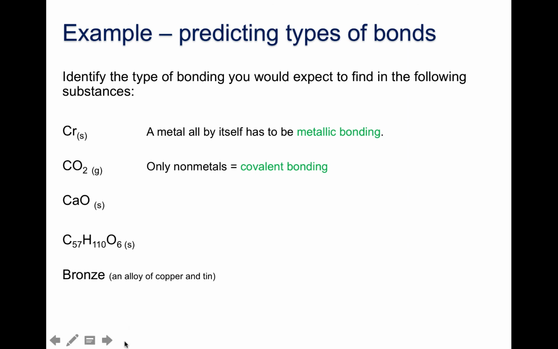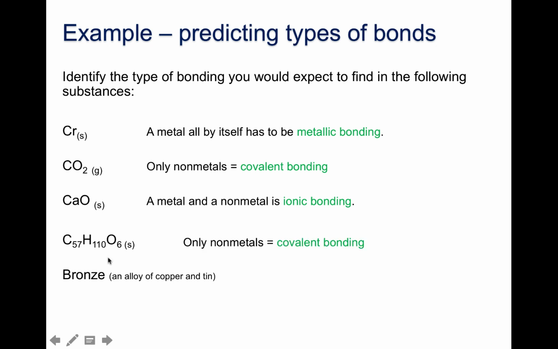Then we have calcium oxide. Calcium is a metal, oxygen is a nonmetal, and so if you have a metal and a nonmetal, you would expect there to be a transfer of electrons, which would represent ionic bonding. This complicated substance right here, I believe, is a triglyceride found in butter. You've got carbon, hydrogen, and oxygen only. All of those are nonmetals, so you would expect there to be covalent bonding between those elements.